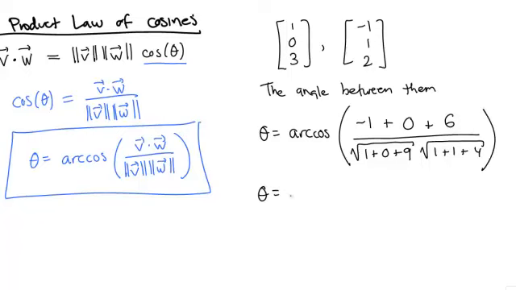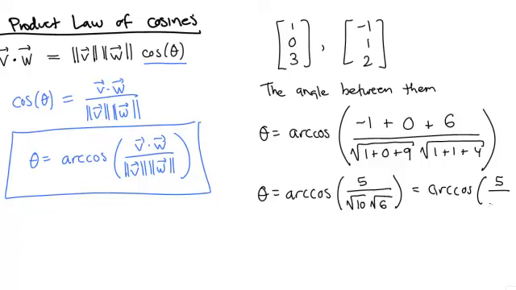So we get theta is equal to the arc cosine of 5 on the top, and on the bottom we have the square root of 10 times the square root of 6, or the arc cosine of 5 over the square root of 60. Now, more often than not, we're not going to be able to work out this angle precisely, but if we have a calculator, then we could crank it out on a calculator. And in this case, we would find that theta is approximately 50 degrees.